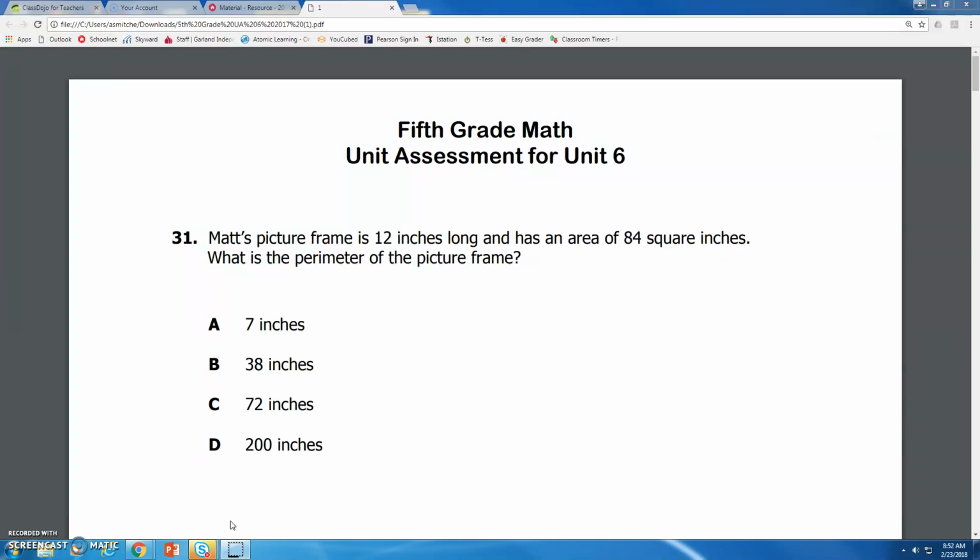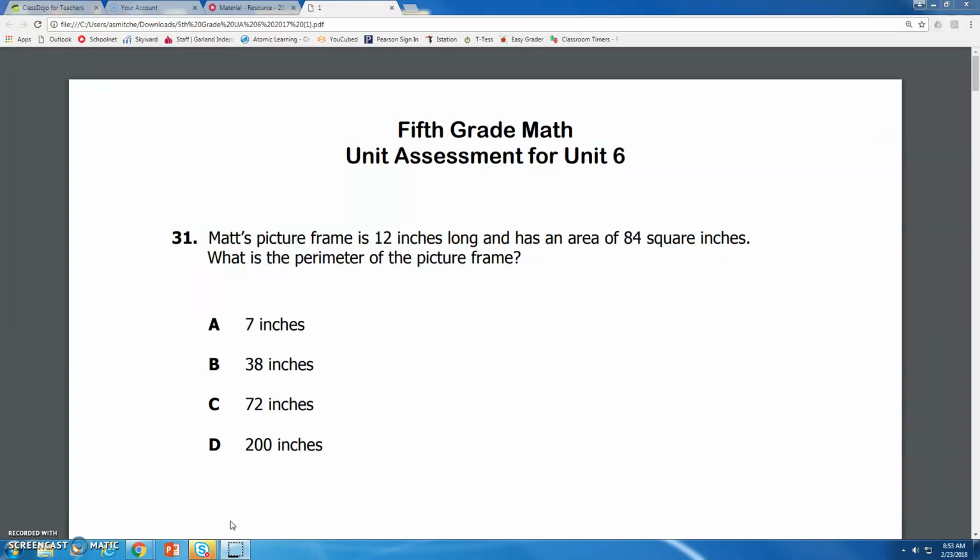Please make sure you use your reference chart and make sure you circle your keywords. If it asks for perimeter, circle perimeter. If it asks for area, please circle area. If it asks for volume, please circle volume. And also make sure you write down your formula for each question. What formula did you use to answer each question? All right. After each question is read, please hit pause, and then when you're ready, hit play again.